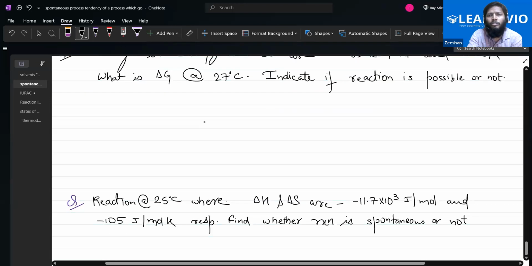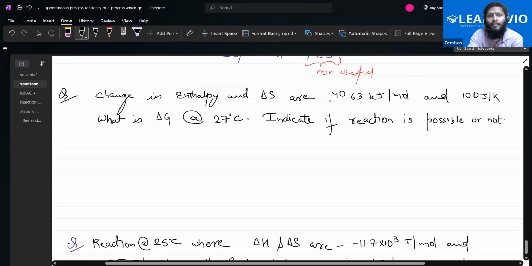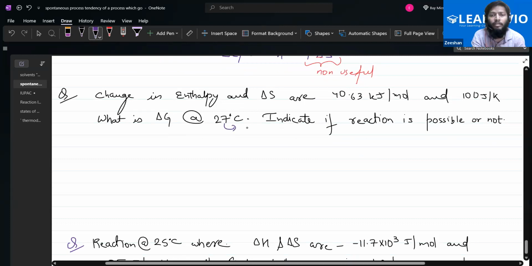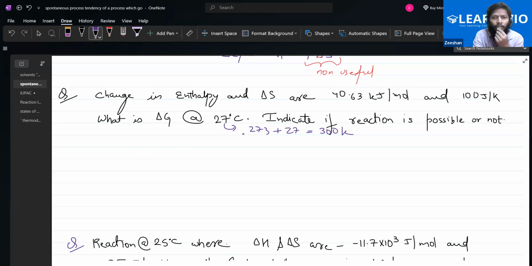So see the question. Enthalpy and delta S is given. So delta H and delta S is given already, right? So it is asking what is delta G at 27 degrees Celsius. So first of all, it is given 27 degrees Celsius. We will convert this into Kelvin, right? So 273 plus 27 will be 300 Kelvin, right? Has anybody missed out and written it in degree Celsius only, and solved the question?